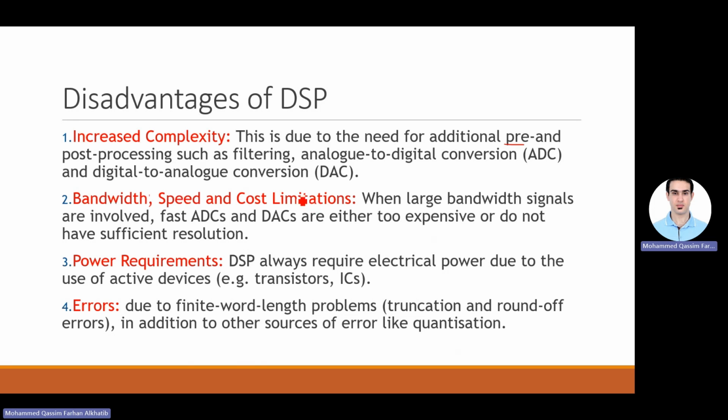There are also cost limitations, and that kind of makes sense. When you want high performance, you have to pay for that. So when large bandwidth signals are involved, fast analog to digital conversion and digital to analog conversion are either too expensive or do not have sufficient resolution. Power requirements: they always require electrical power due to the use of active devices, transistors, ICs, op amps. Though they sound like analog, they have applications in digital.